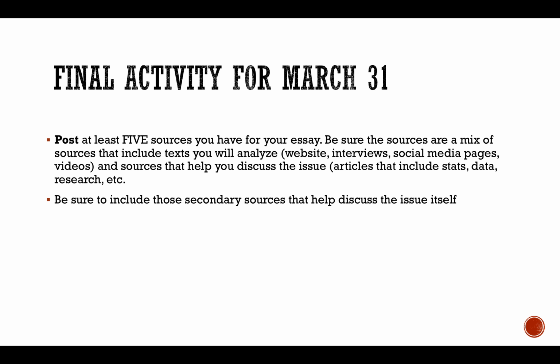Also be sure that you're using at least 1, maybe 2 or 3 sources that help you discuss the issue itself. So articles that actually use stats, data, research, etc., that talk about the issue itself. I talked about how with the Homeless Alliance, I used all sorts of stats from different places about homelessness in the U.S., about homelessness's effect on different groups of people, about the changing weather patterns and how that affects it. So you can use a range of sources to talk about your issue. Be sure to include those secondary sources that help discuss the issue itself. Don't forget these. This is something that I notice a lot of students forget.